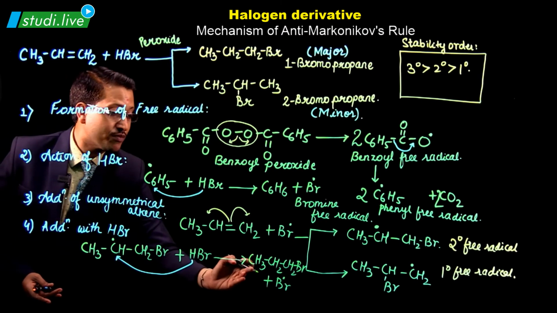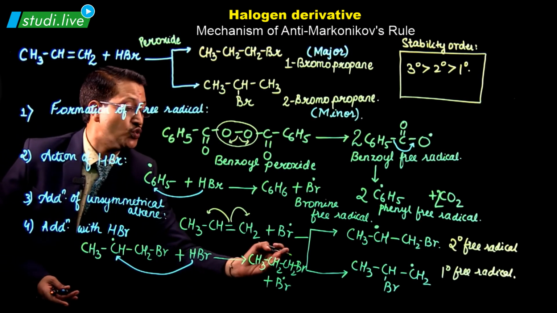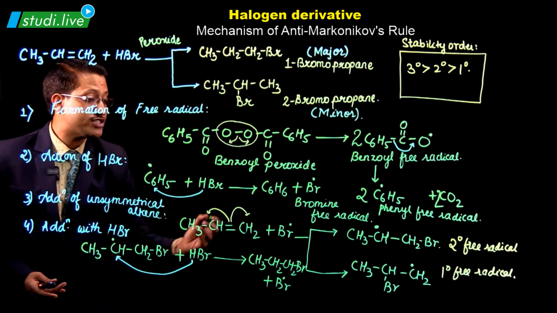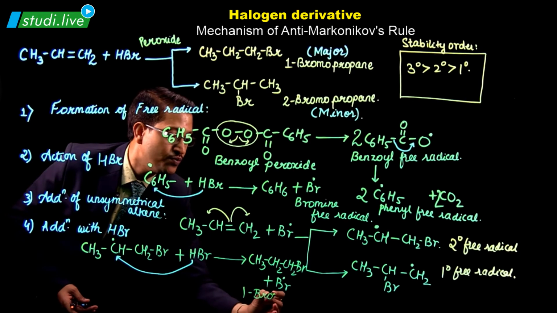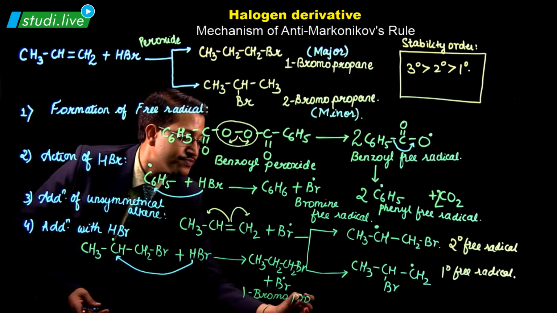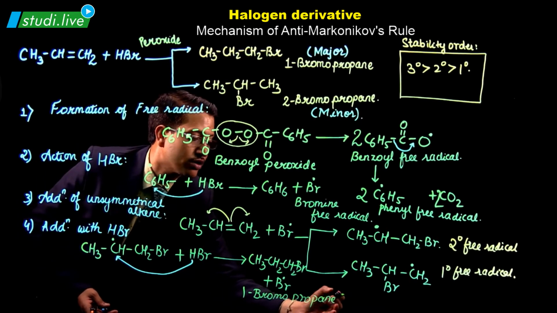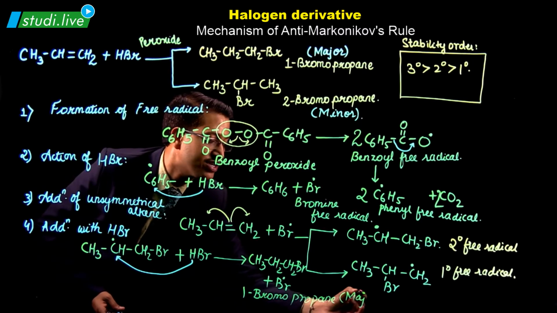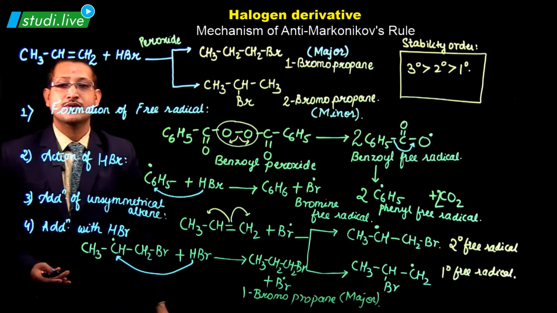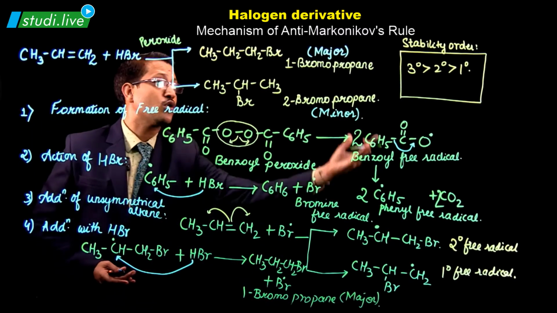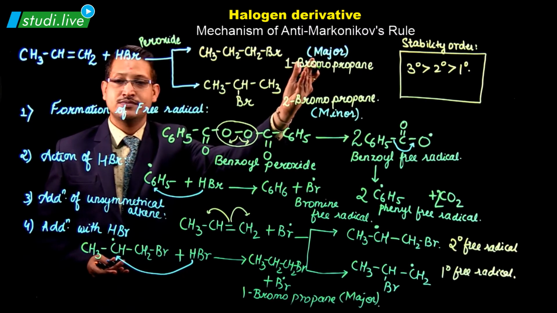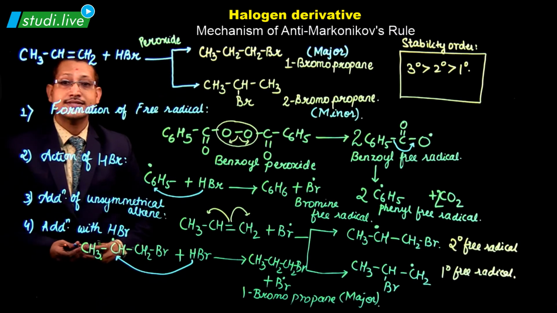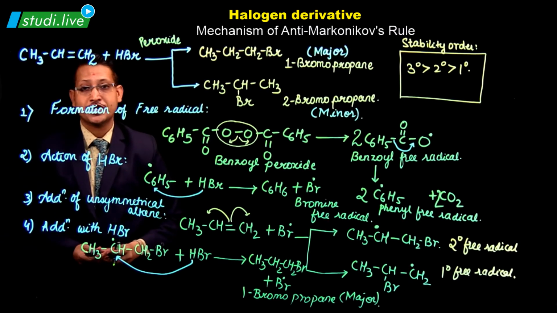And this gives you the formation of CH3, CH2, CH2Br, which is called 1-bromopropane. And this is your major product. We have said already that this is the major product. So let's cross-check. Is 1-bromopropane the major product? Yes, 1-bromopropane is the major product. So this is the mechanism for anti-Markovnikov's rule.